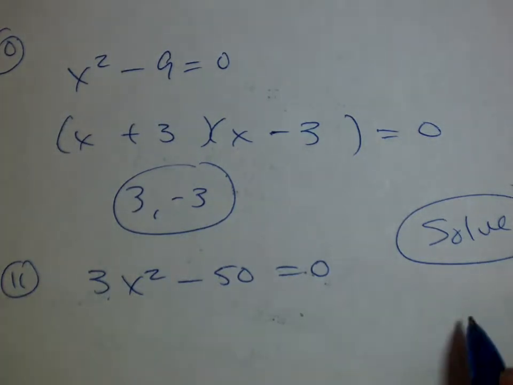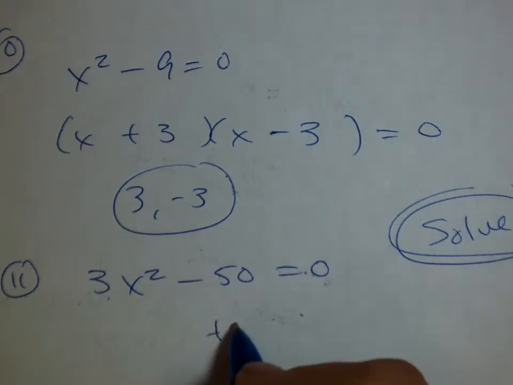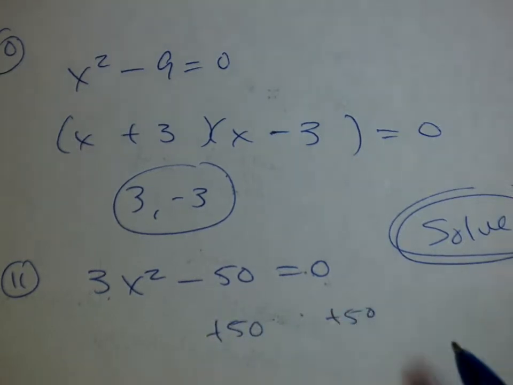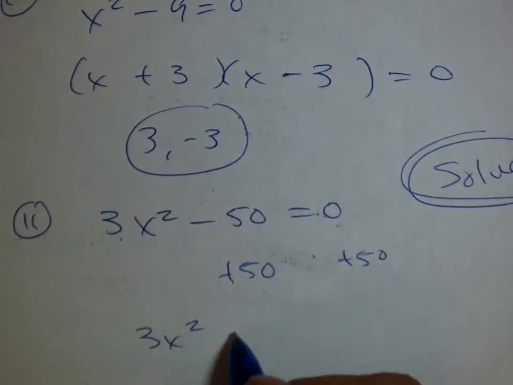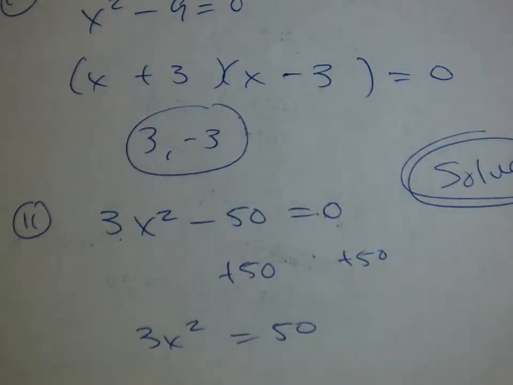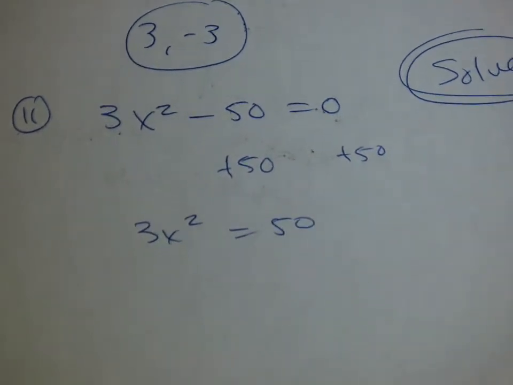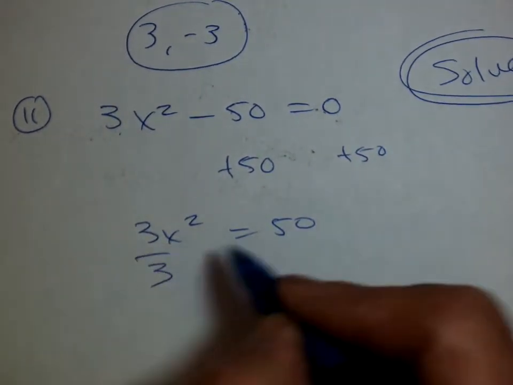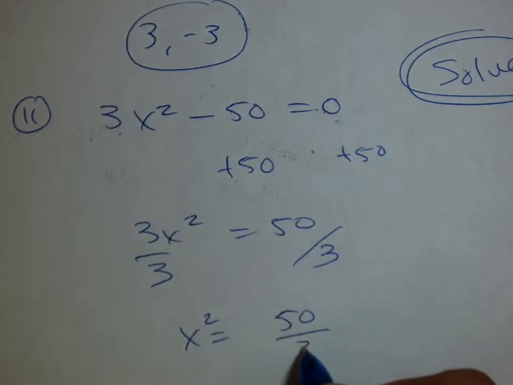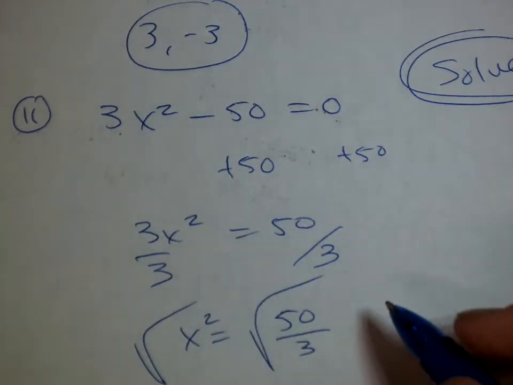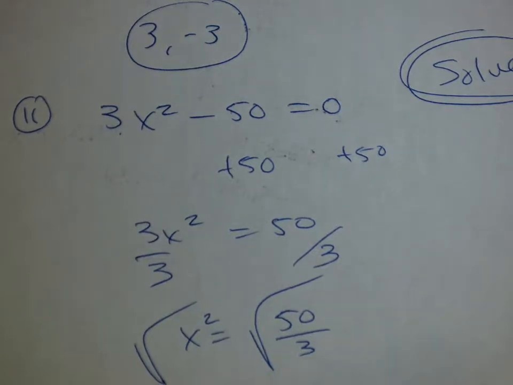Let's solve it. Let's go plus 50, plus 50, okay with that? 3x squared equals 50. Okay, let's just solve it. What's next? Not yet. How about divide by 3? Divide by 3. x squared equals 50 divided by 3. Okay, now let's take the square root. How many answers? 2. x equals plus or minus the square root of 50 over 3.